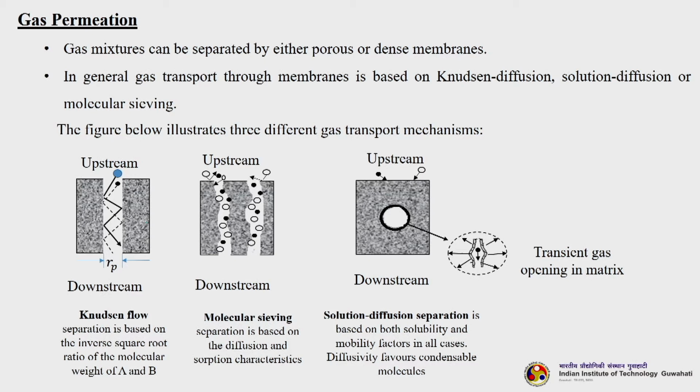You can see this is the membrane, and this is the upstream side and this is the downstream side of the membrane. In 3 cases, the first one is Knudsen flow. Here the separation is based on the inverse square root of the ratio of the molecular weights of A and B, if I am separating both A and B. Rp is the diameter of the pore. So, the separation is happening due to Knudsen diffusion. The next one is molecular sieving, in which the separation is based on diffusion and sorption characteristics, right. The rate of diffusivity of the solutes plays an important role in this type of separation.